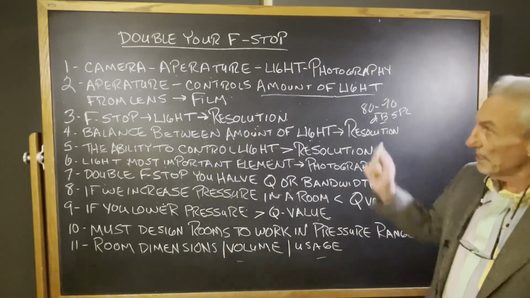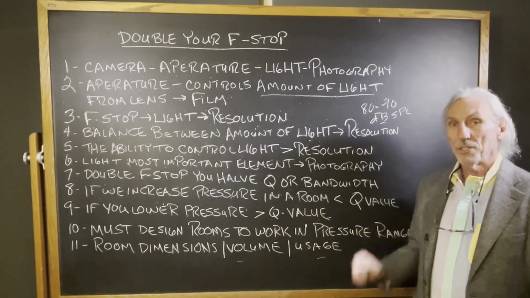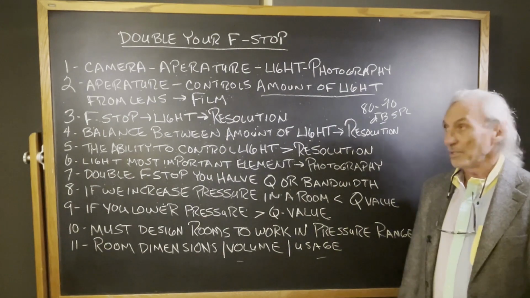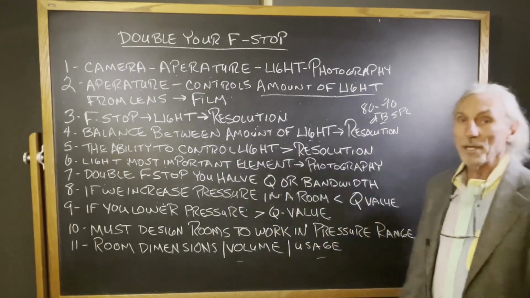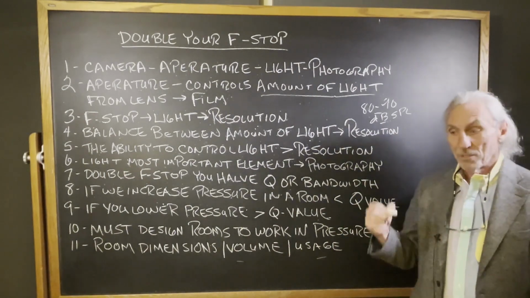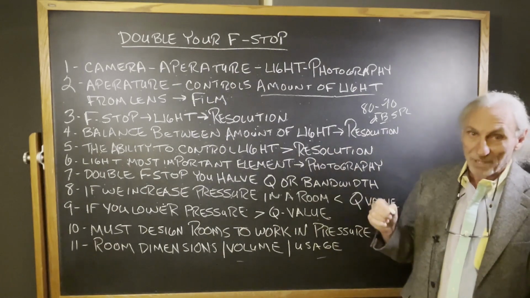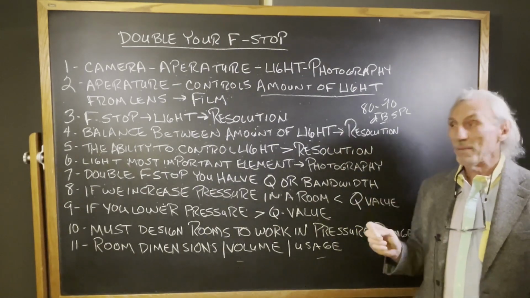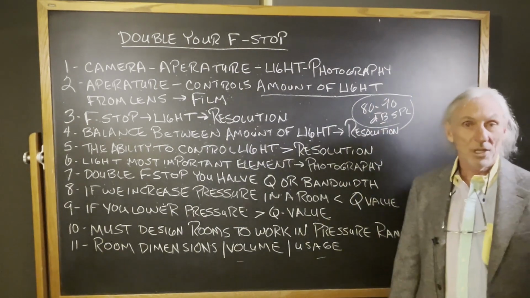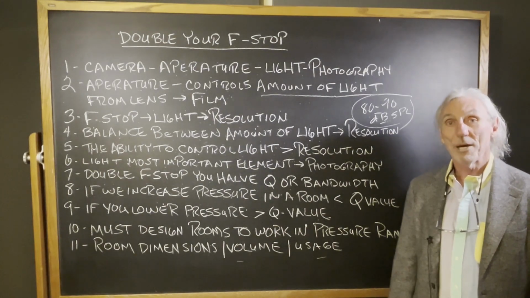So, double your f-stop. There's a relationship in photography to light. There's a relationship in small rooms to pressure. And we have to understand that relationship. We have to design accordingly so that everything is in balance, that we have enough light to provide enough resolution on the subject, that we have not too much pressure, just the right amount of pressure within the design parameters of the room to achieve the resolution that we want. Double your f-stop. Hope this helps.